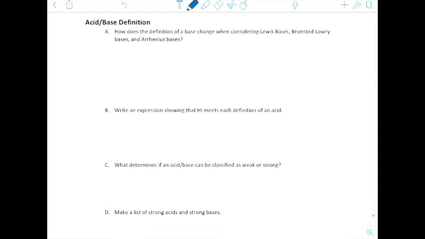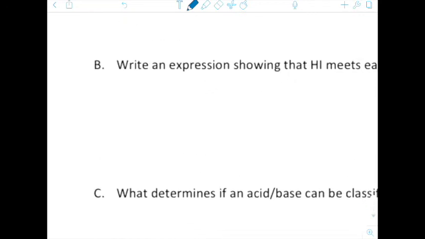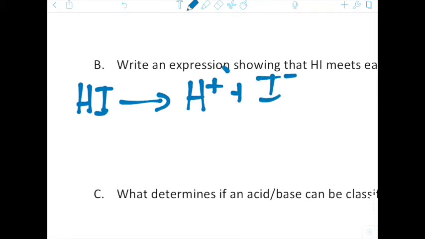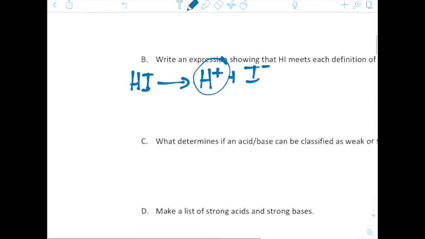It says write an expression showing how hydrogen iodide, or we would say hydroiodic acid, meets the definition of an acid. And so when we're looking at this, we want to look at each definition. The Arrhenius definition is shown by it donating a hydrogen ion. And so we would say HI is reacting, and we can show it going into a hydrogen ion and an iodide ion. And since it donated this, we would say that it's Arrhenius.